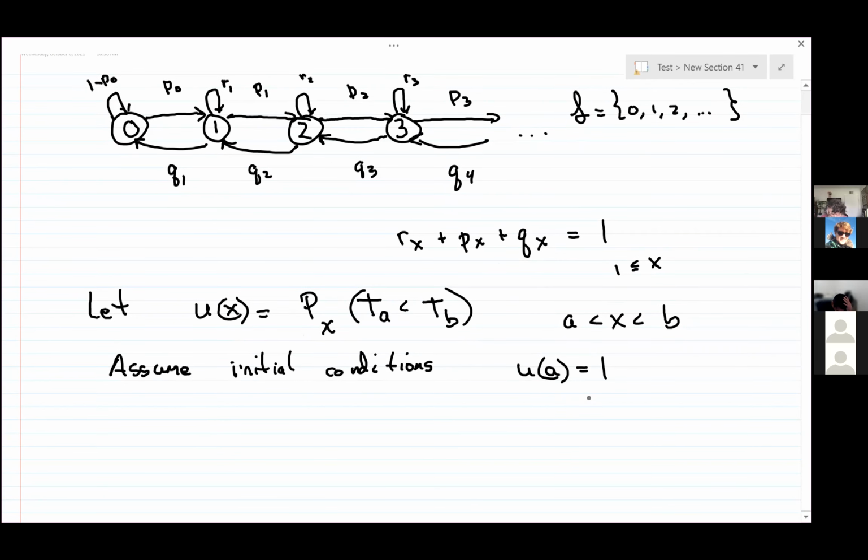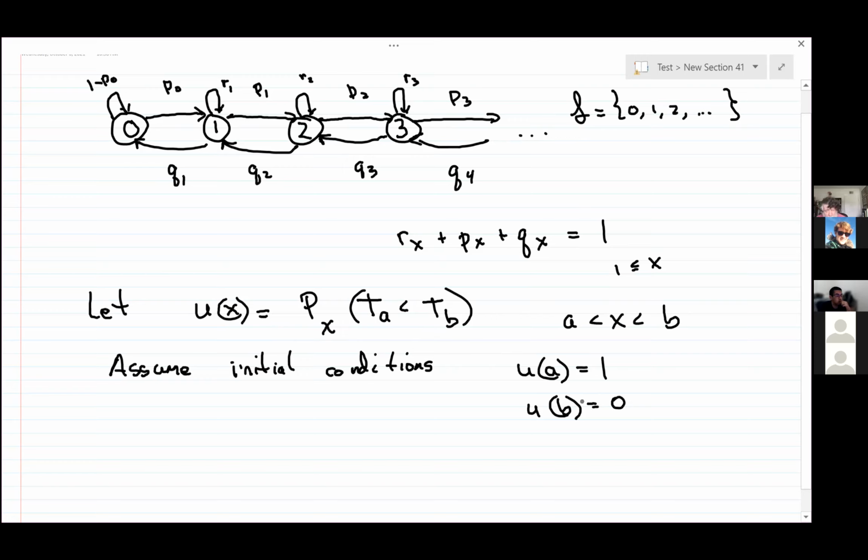And similarly, what would be UB? If you actually start at state B, which is what this is saying, because we're putting in for the initial position B now, well, if you start at B, the probability that you would first hit A before getting to B would, in a sense, essentially be vacuous, because you've already started there. So this is going to be taken to be 0.